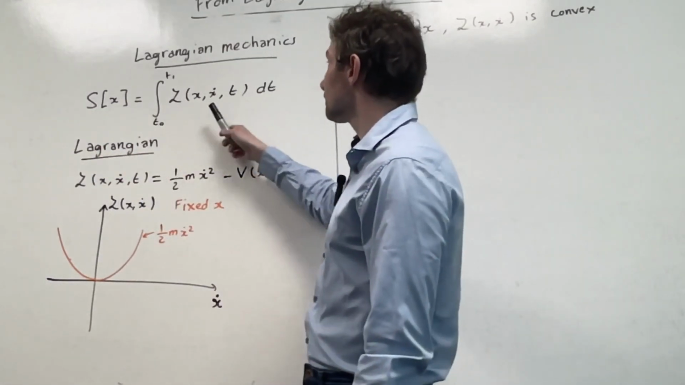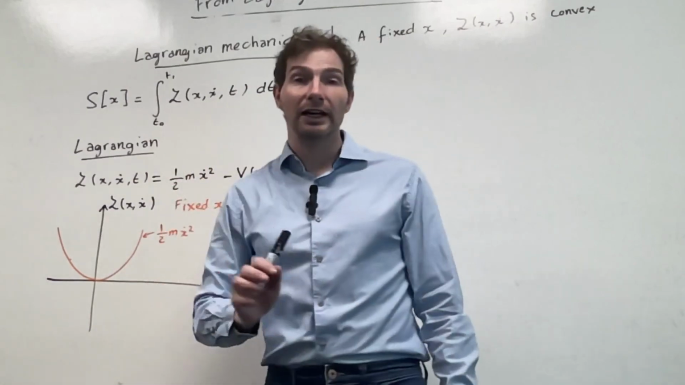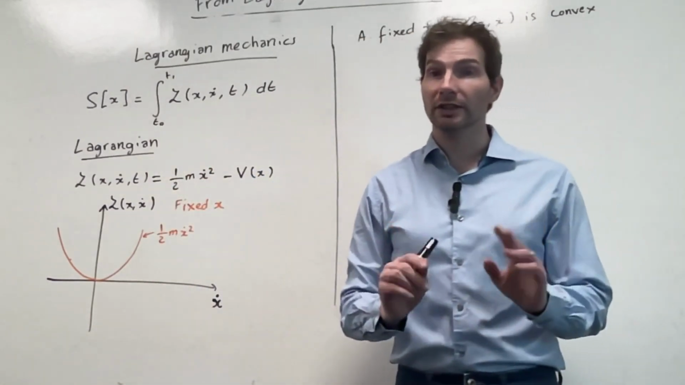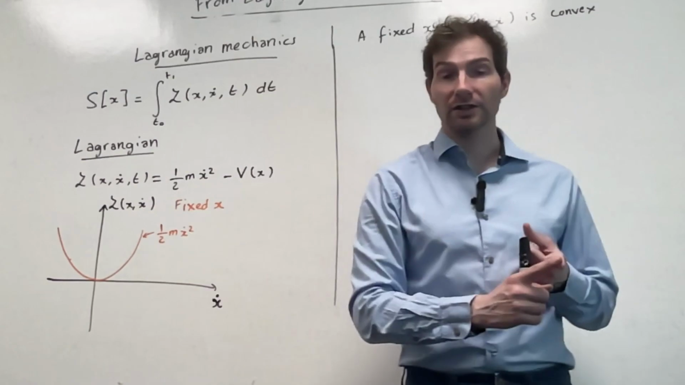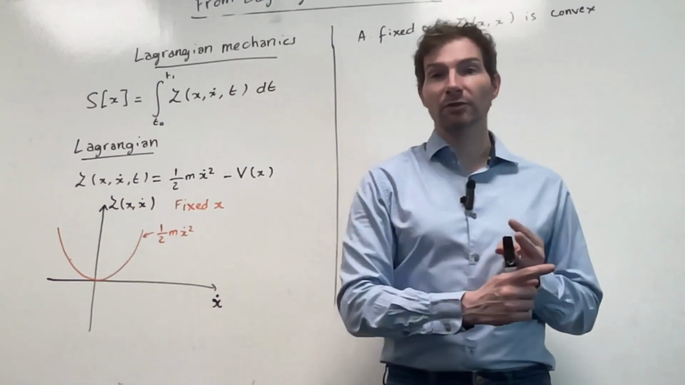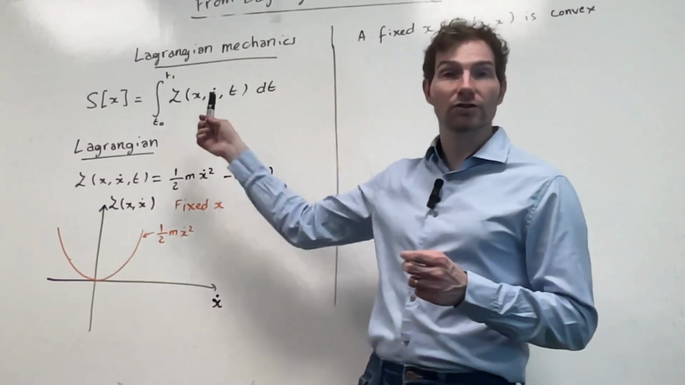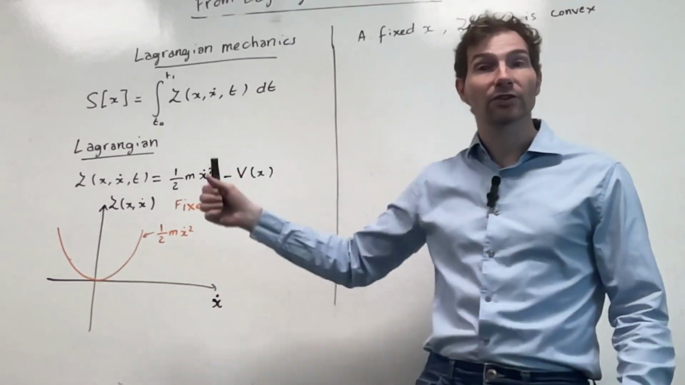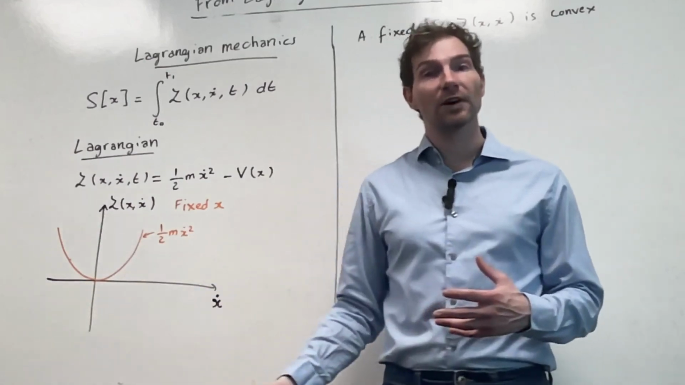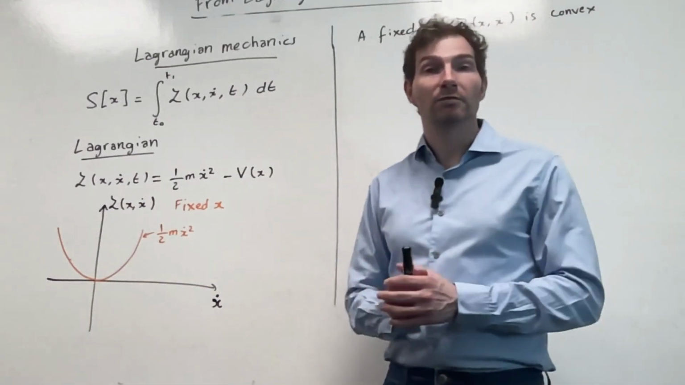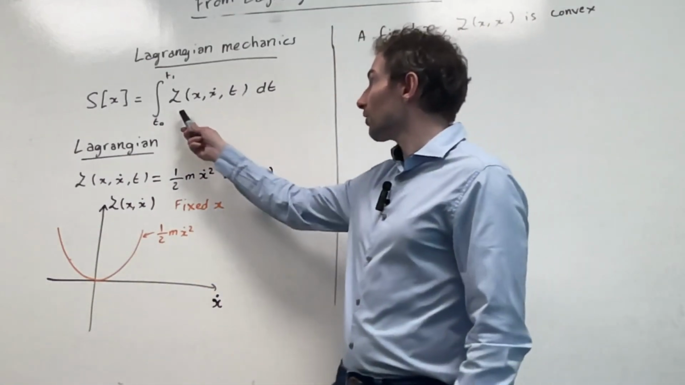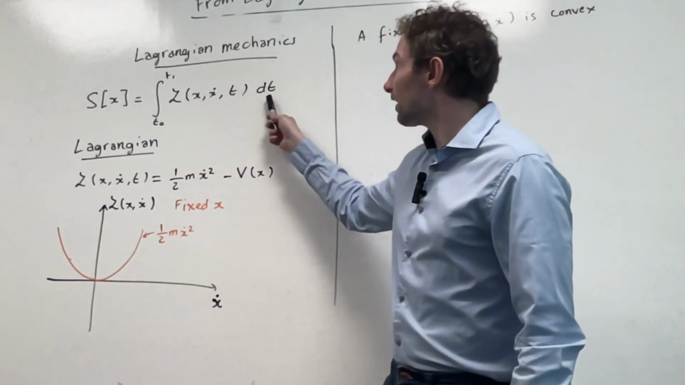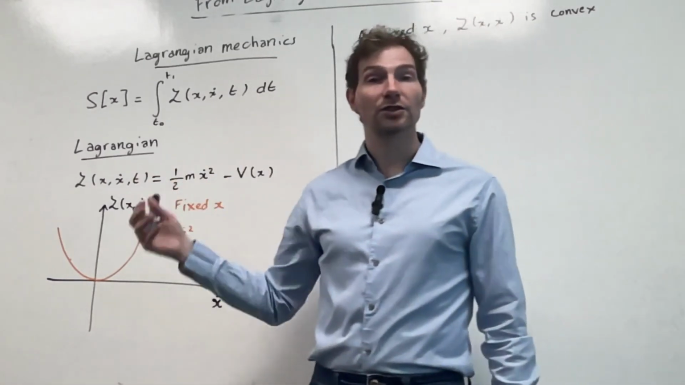So that's the integral of a function, and this function is a function only of the coordinate itself and its time derivative x dot, so basically its velocity. And it can also be dependent on time in some explicit fashion, but basically that's it. So you've got this function here, and then you integrate that over time, and you get what is called the action.